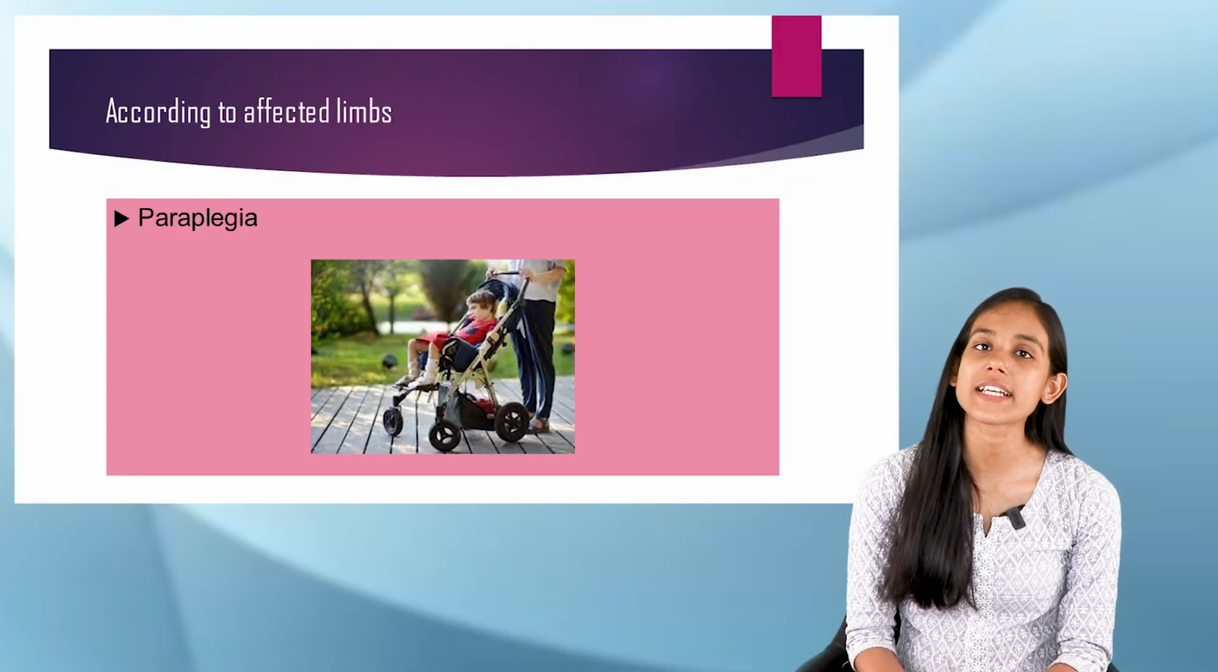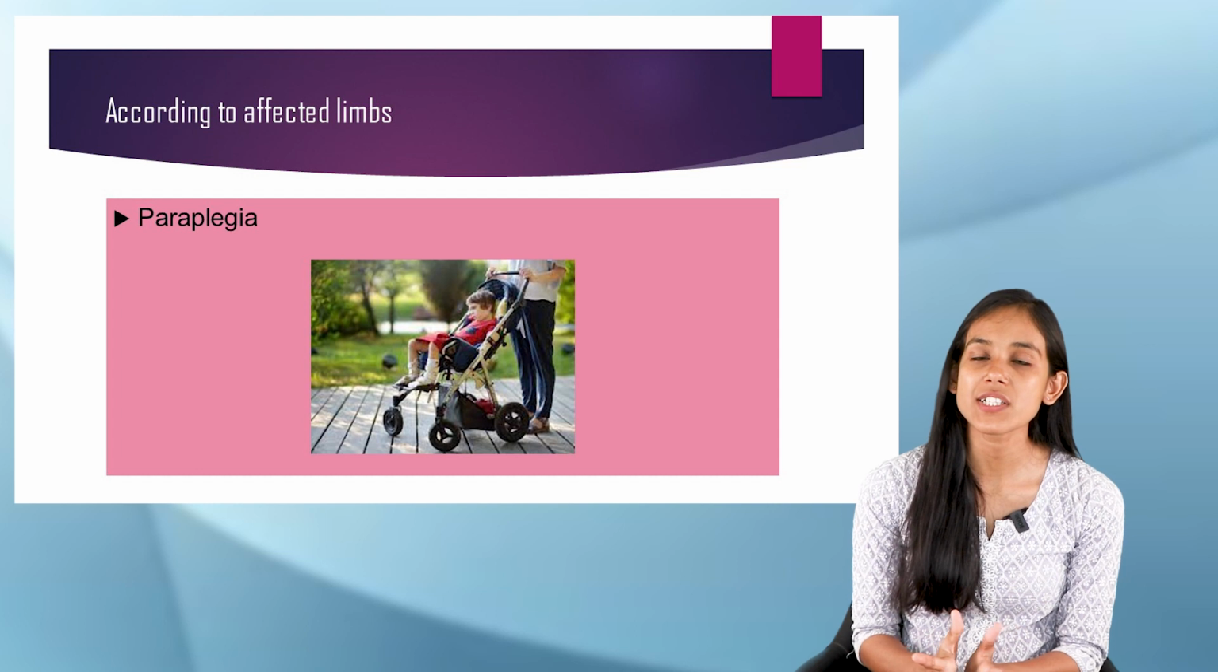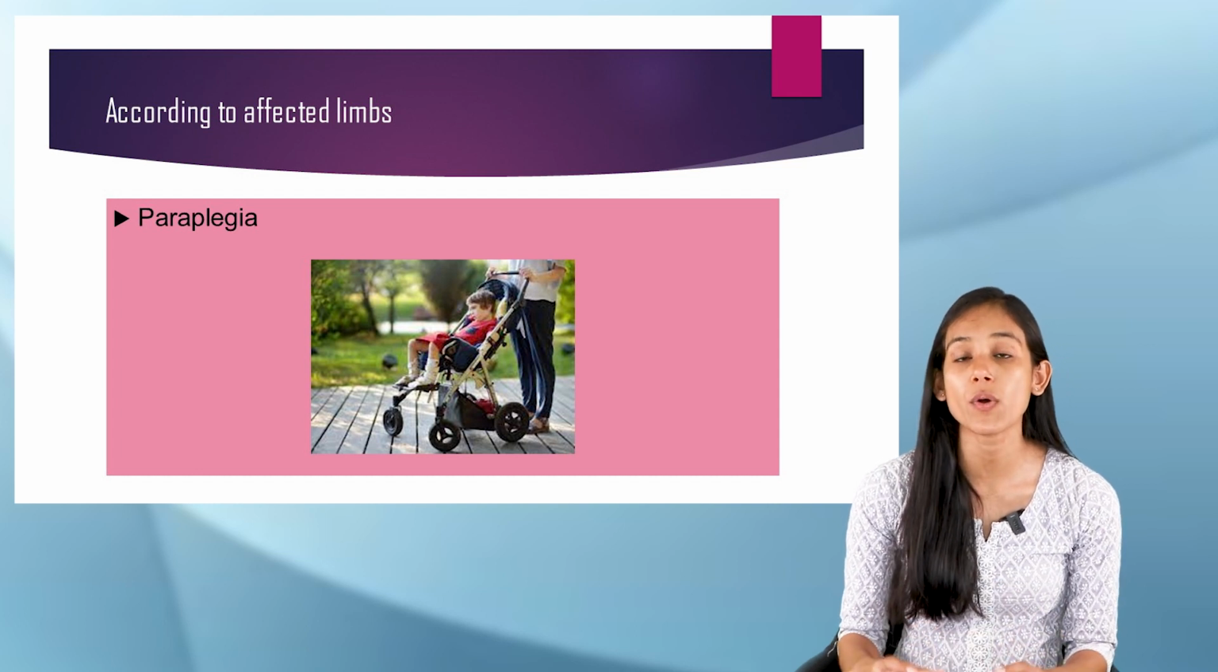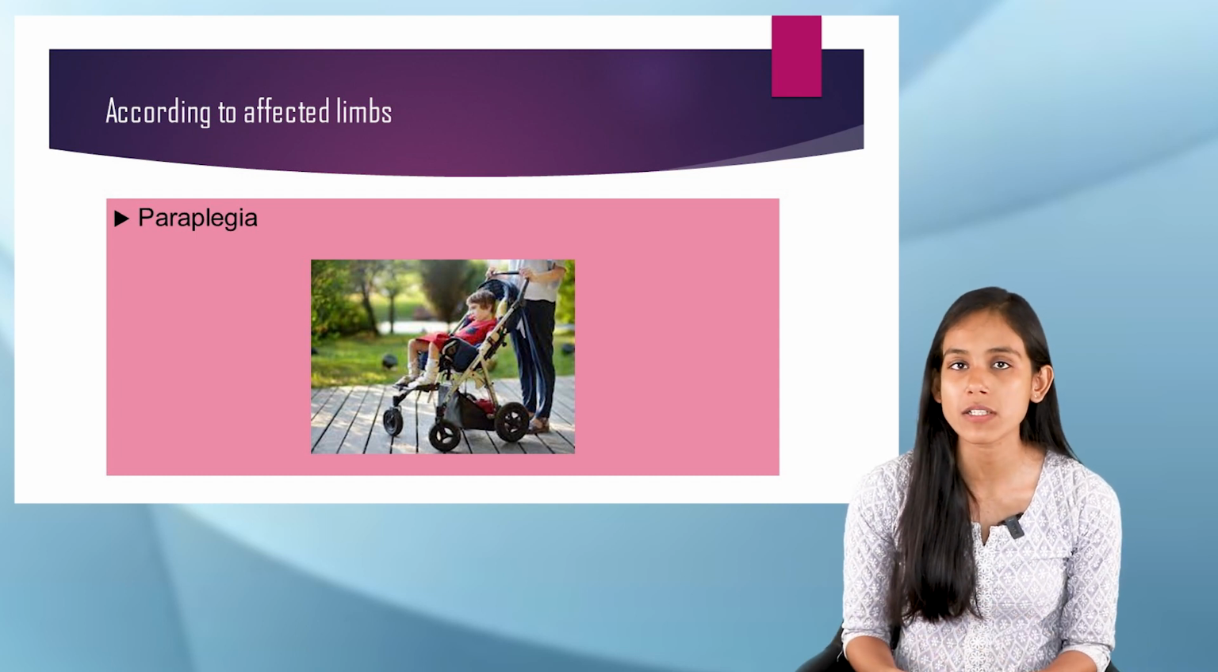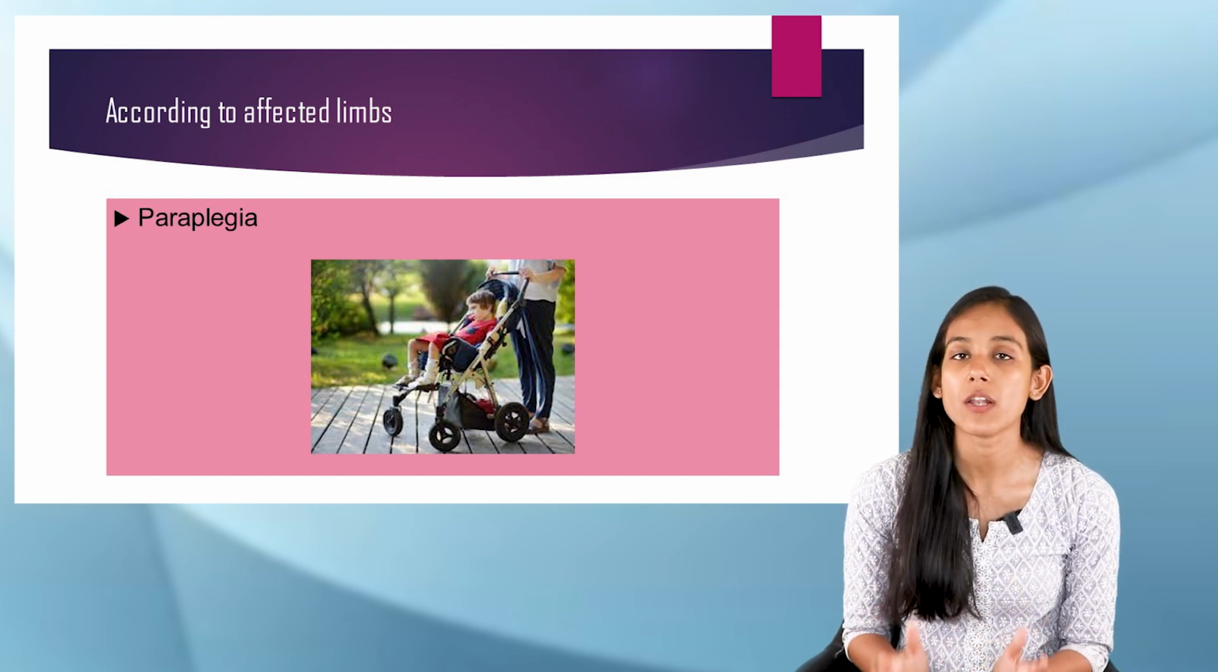Now the third factor is according to the affected limbs. Here, affected limbs means there will be plegia or paresis. What do we mean by plegia or paresis? This means paralyzed or weak. There might be several types of plegia based on which limb is affected and how it is affected. The first one is paraplegia. Paraplegia means the lower limbs would be affected here, paralyzed or weak, so the child won't be able to move the lower limbs.